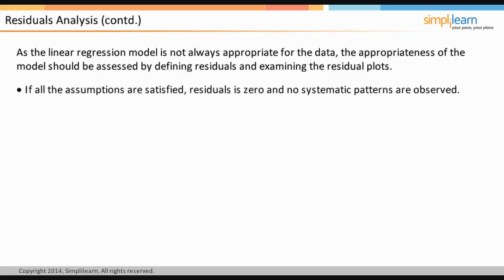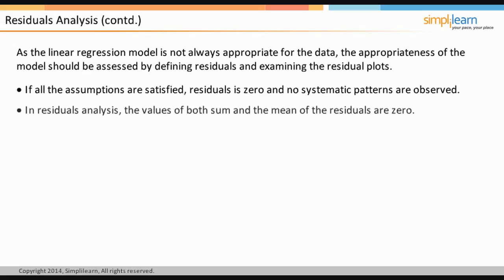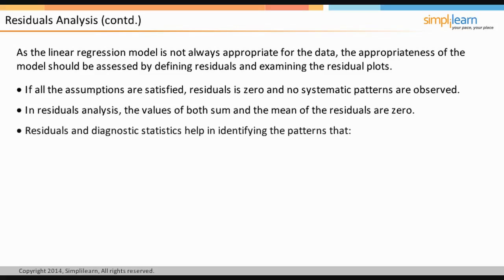If all assumptions are satisfied, the residuals should randomly vary around 0, and the spread of the residuals should be the same throughout the plot. That is, no systematic patterns are observed. Remember, in residuals analysis, both the sum and the mean of the residuals are 0.